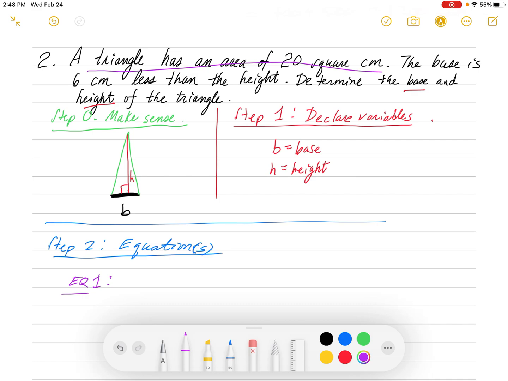So I'm going to get my first equation from my first sentence. So the area is 20. Remember the area of a triangle. Area of a triangle is 1/2 base times the height. So 1/2 the base times the height, that's the area. That's equal to 20.